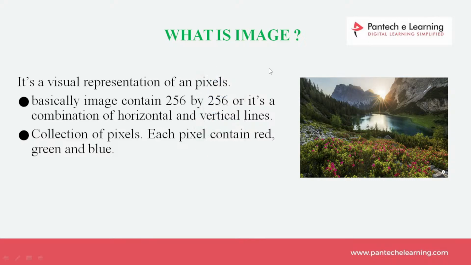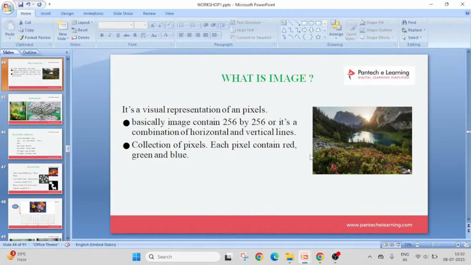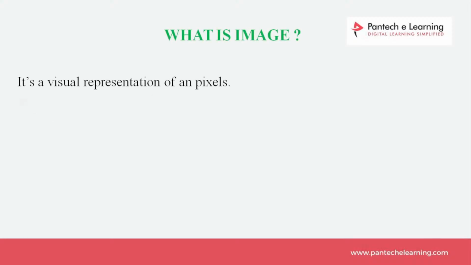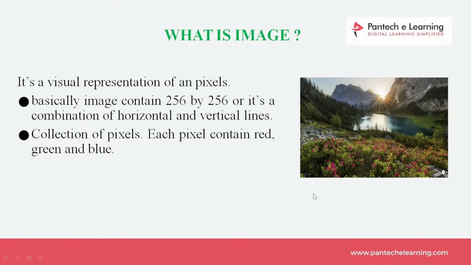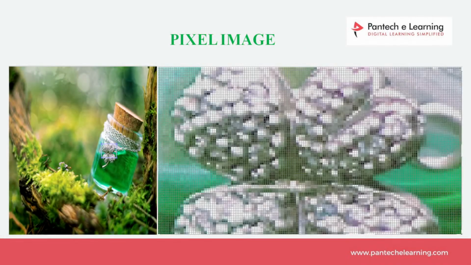But every image has a basic size, right? Without knowing the basic size, we can't understand what we are saying exactly. So for that purpose I am showing you the basic size, which is 256 by 256. This is the basic size: 256 rows and 256 columns of your picture, with a combination of horizontal and vertical lines. That is what you can call an image. Now you can see that image with the pixel values.